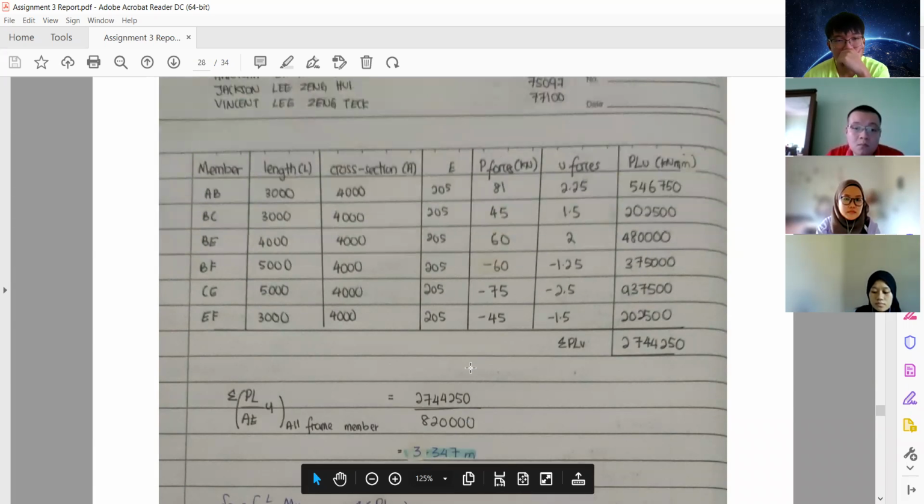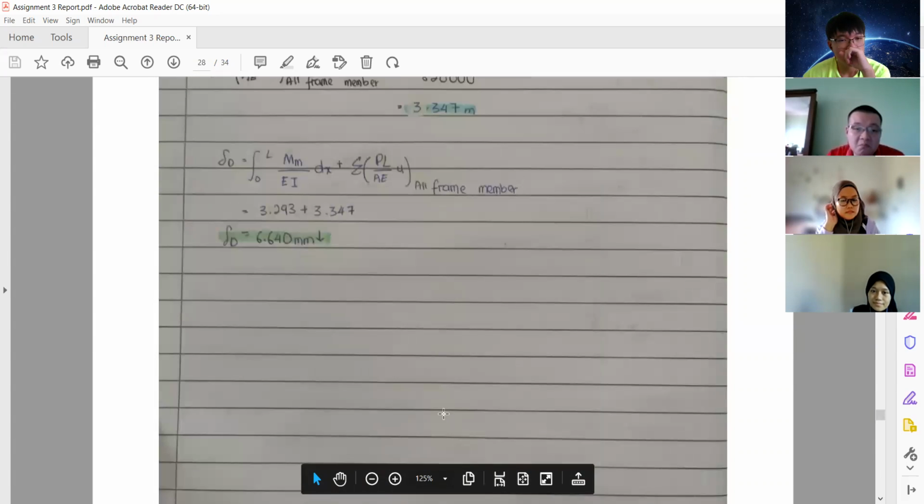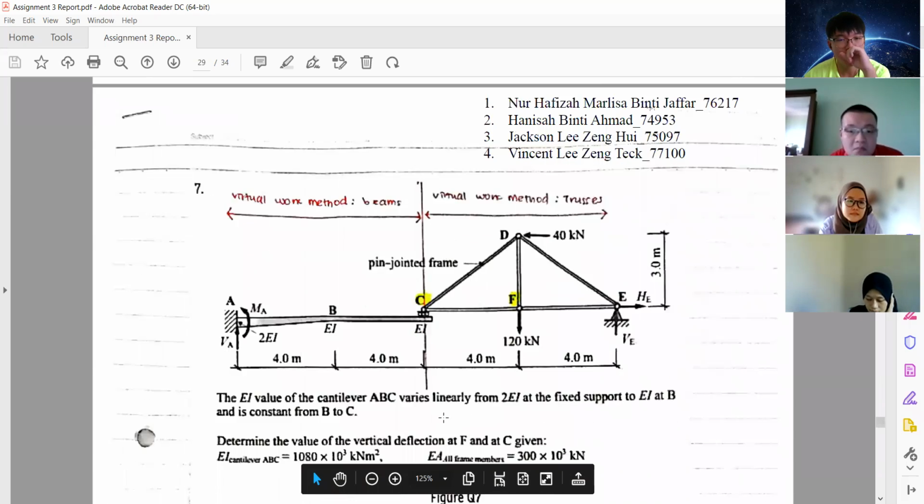Okay, thank you for your explanation. This question is even harder than question 5 because it contains a lot of U forces. So we proceed to the last question, question 7.